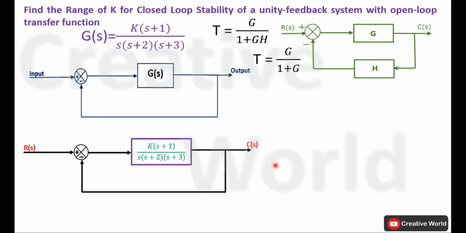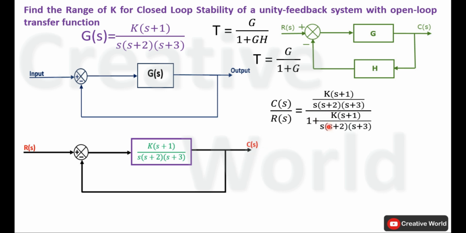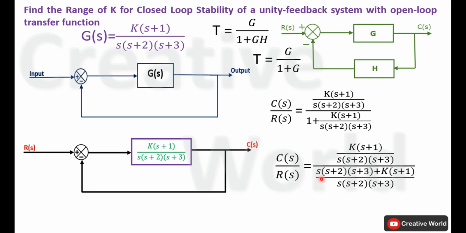Now in order to calculate the transfer function of this particular negative unity feedback system, we have to place the value of forward path gain G(s) inside this formula. So the transfer function equation for this system will be this. Solve this equation to calculate the transfer function of this system. Multiply this denominator value with 1 and it will become s into (s plus 2) multiplied by (s plus 3) plus k into (s plus 1) divided by s into (s plus 2) multiplied by (s plus 3).